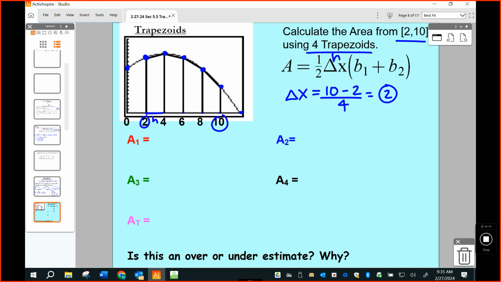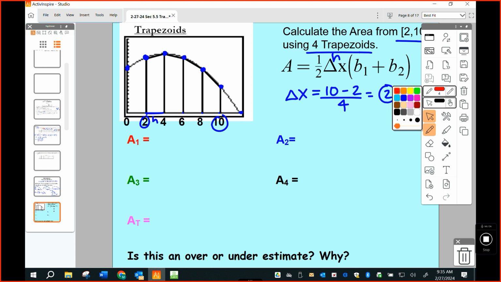All right, now I'm going to color code these, so each trapezoid is a different color. The first trapezoid I'm going to do in red. So the area of trapezoid 1, let's calculate it. It's going to be 1/2. The height is 2. Again, it's on its side. That's my delta x. Then I need base 1 plus base 2. So this length right here, that's my base 1. How long is base 1 if the name of this function is f?